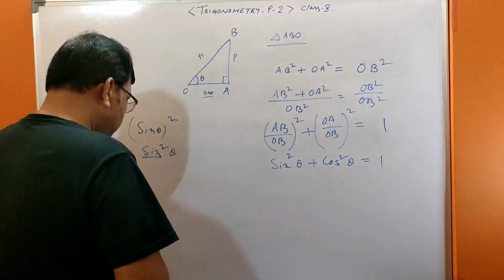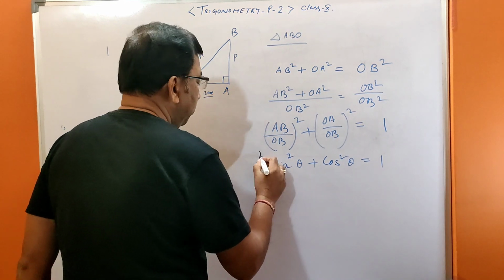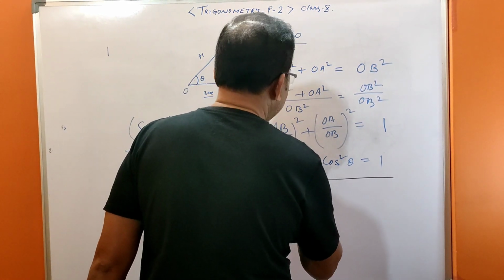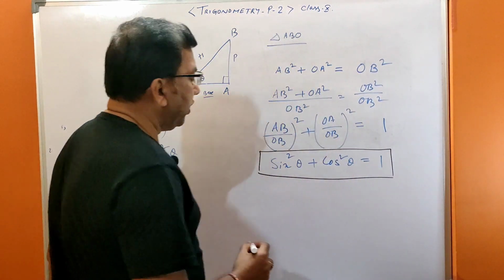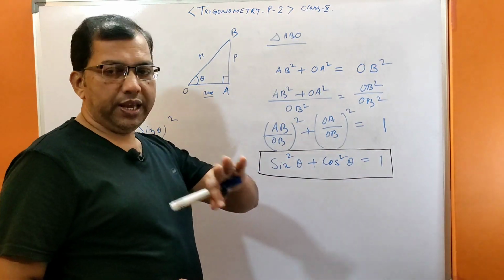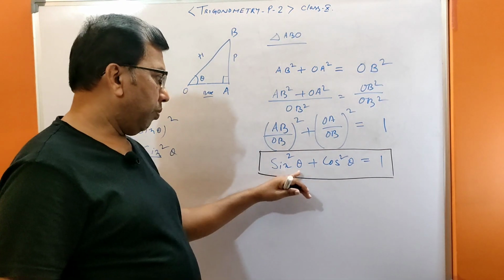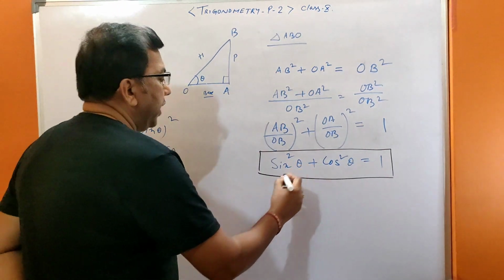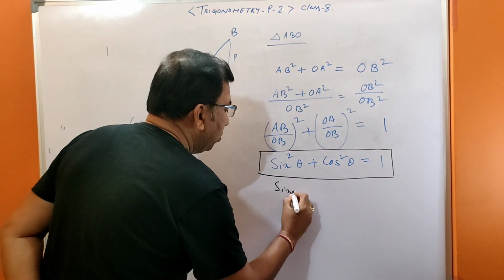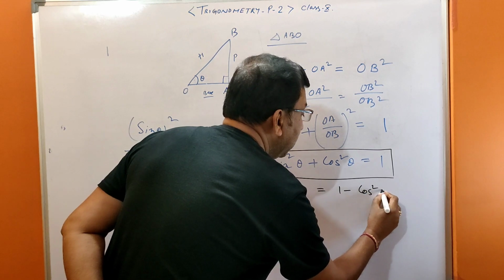So this is the formula, the unit property of T ratio. One of the most important formulas you have to apply. In the next sessions, in all the sums you come across, you need to remember this formula: sin square theta plus cos square theta equals to 1. You may write it as sin square theta equals to 1 minus cos square theta.